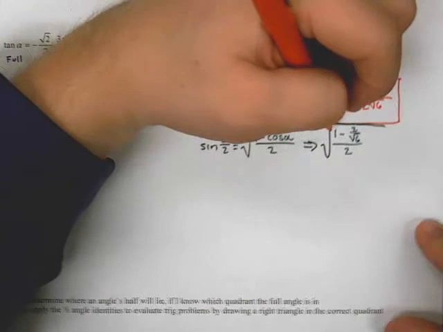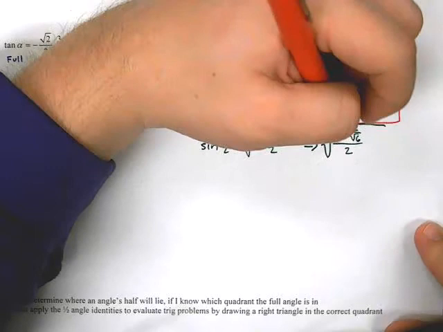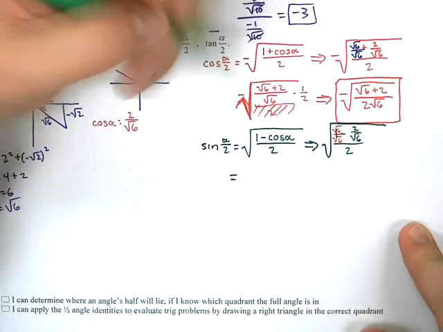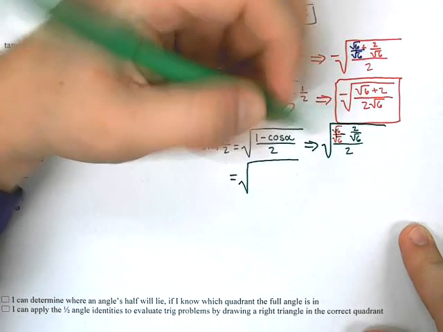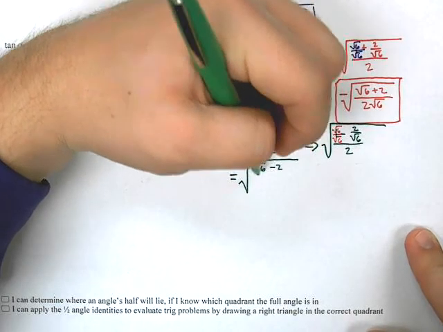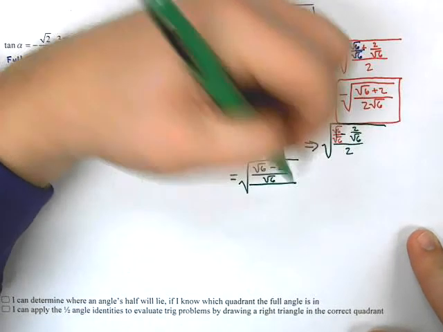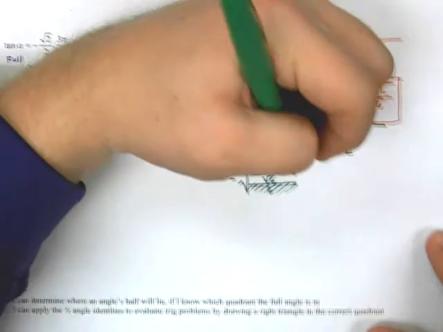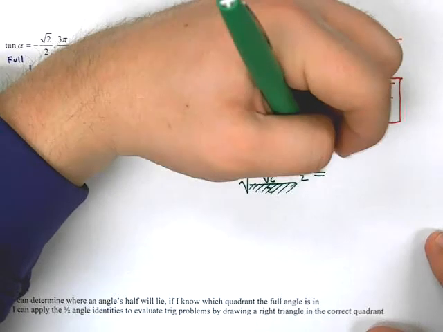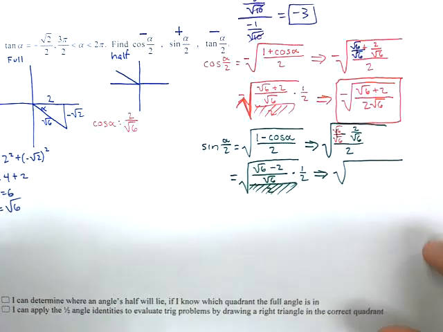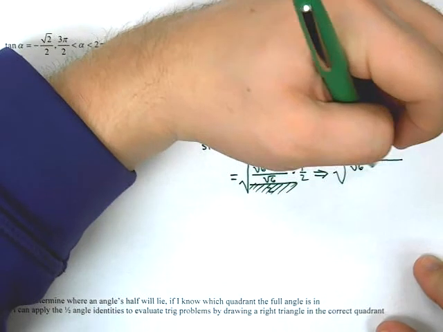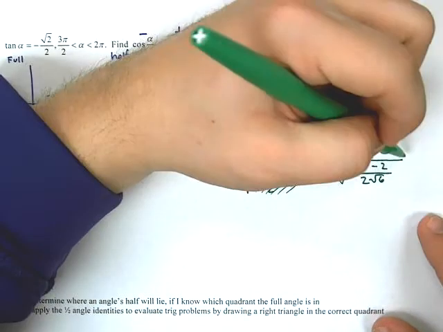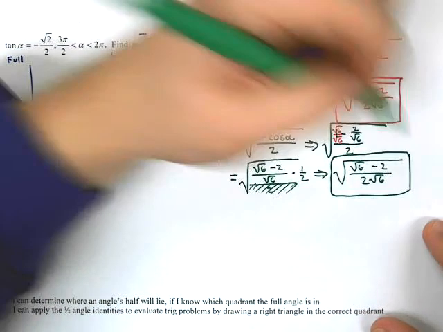Well, we're going to do the same thing. We're going to change this to root 6 over root 6. So now, let's see here. I'm going to have square root of root 6 minus 2 all over root 6 all over 2, but instead of dividing by 2, I'm going to multiply by 1/2. And so the final answer that I'm looking for here is going to be root 6 minus 2 all over 2 root 6. All right? And I am good with that.